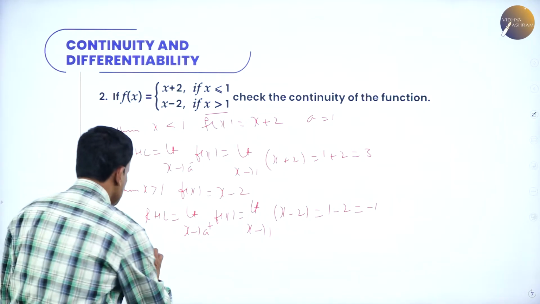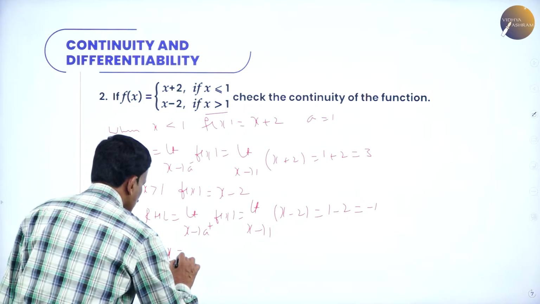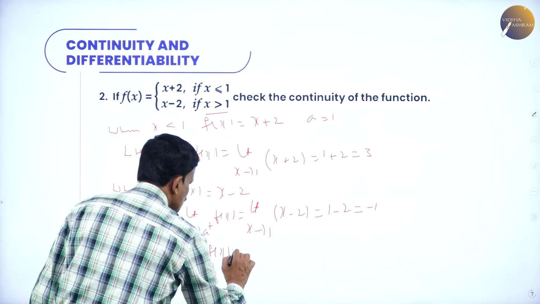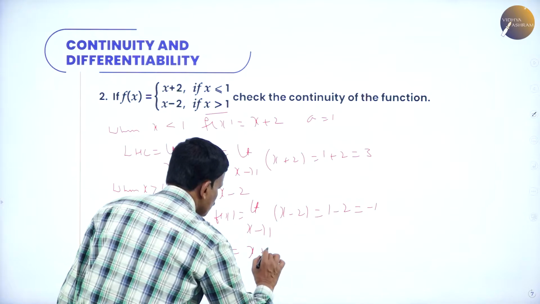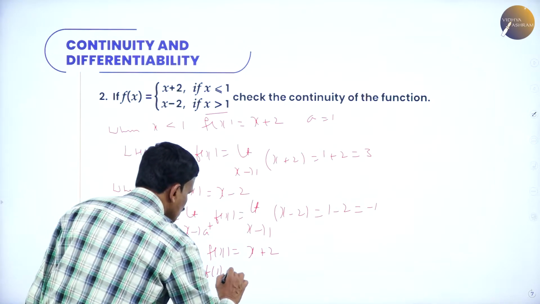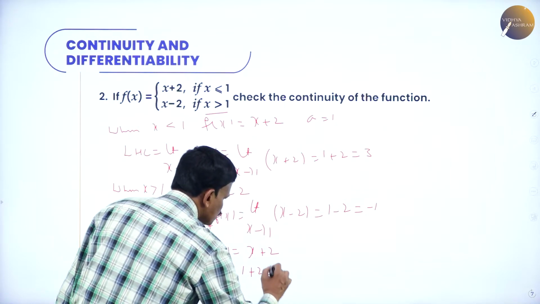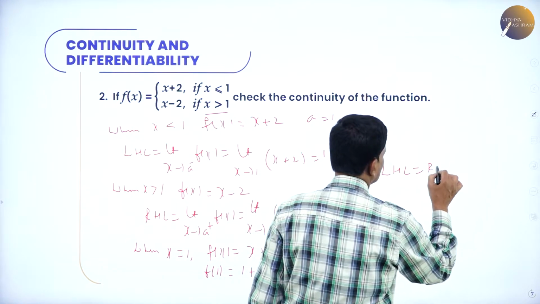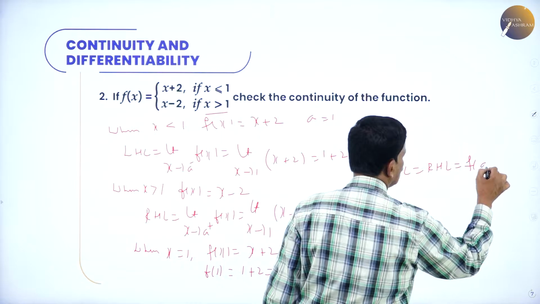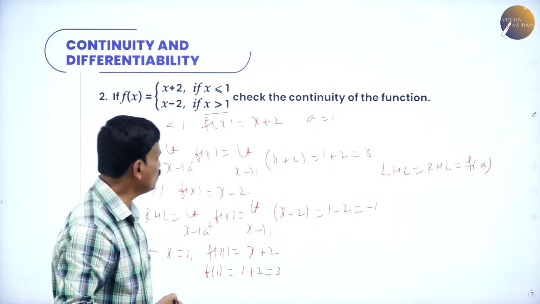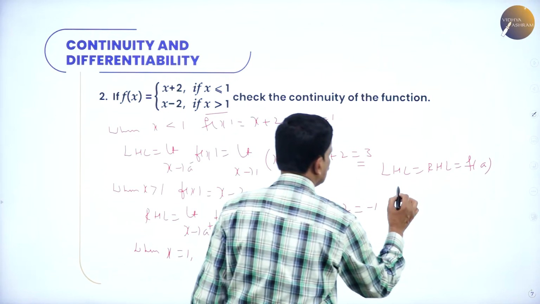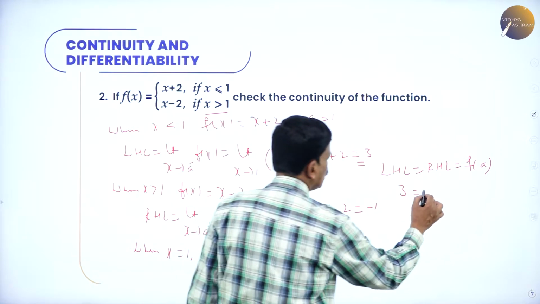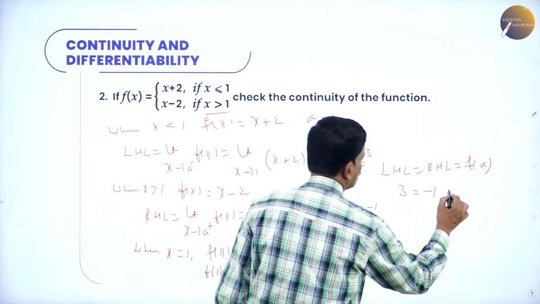Now, when x is equal to 1, what is f of x? x plus 2. So put x is equal to 1, 1 plus 2, this is equal to 3. Now verify whether left hand limit is equal to right hand limit is equal to functional value. What is left hand limit? Left hand limit is equal to 3. And what is right hand limit? Right hand limit is minus 1, and the functional value is equal to 3.